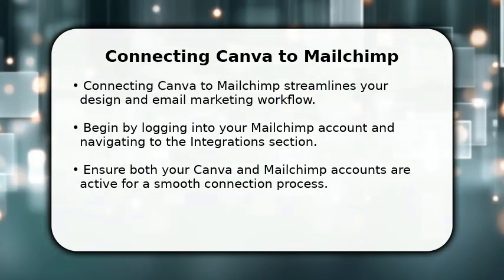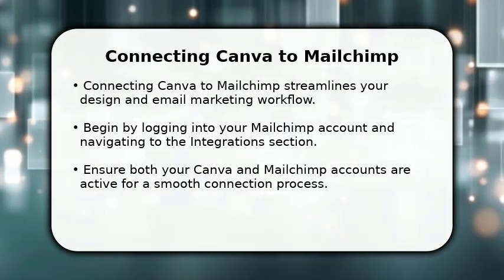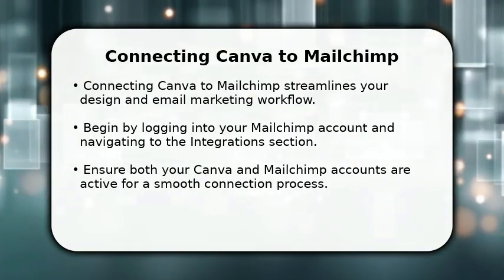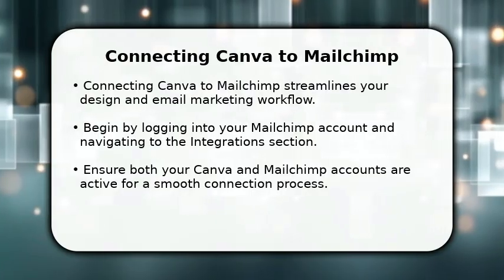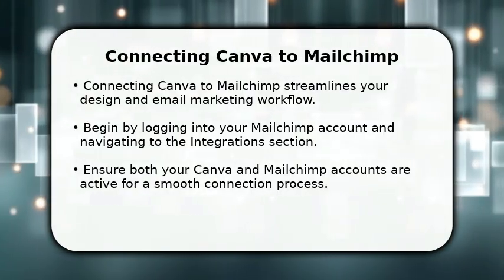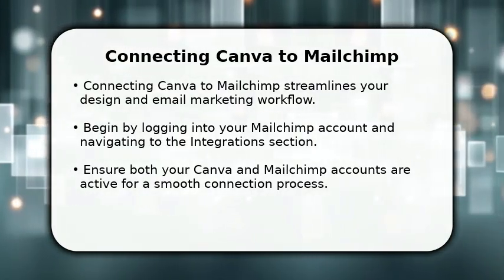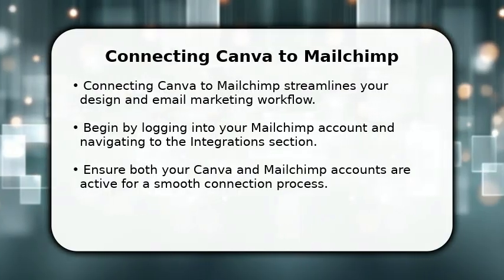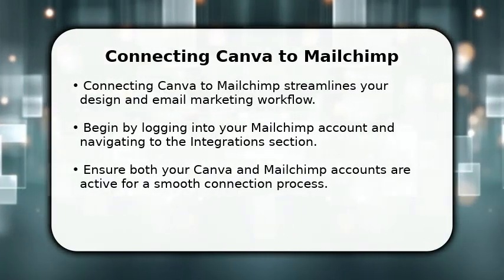First, log into your Mailchimp account. Then, head over to the Integrations page, which is typically found in the left-hand navigation menu. Search for Canva and click to begin the connection process. This initial step is crucial for linking the two powerful platforms.